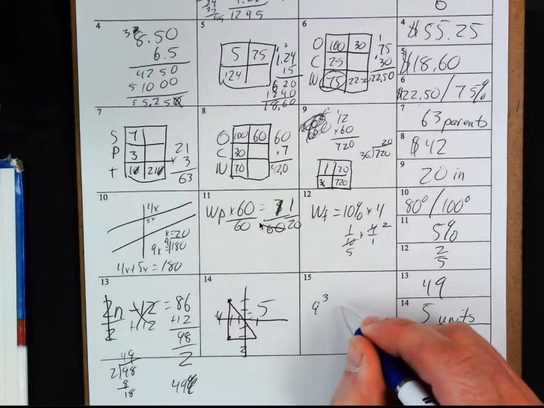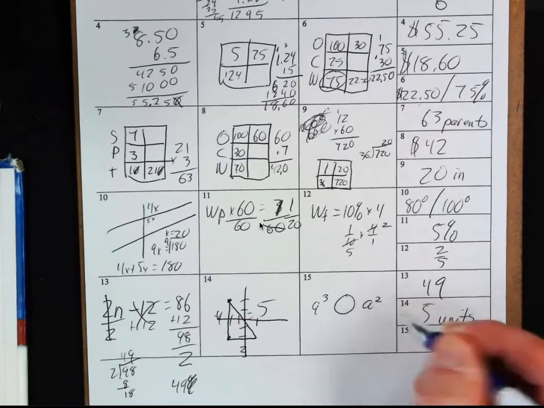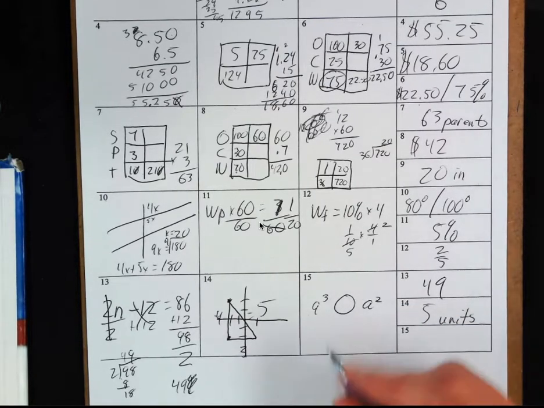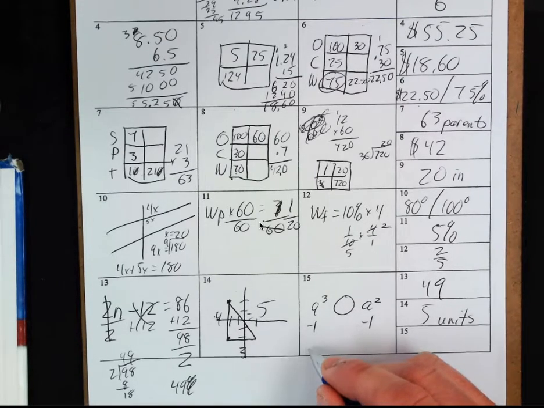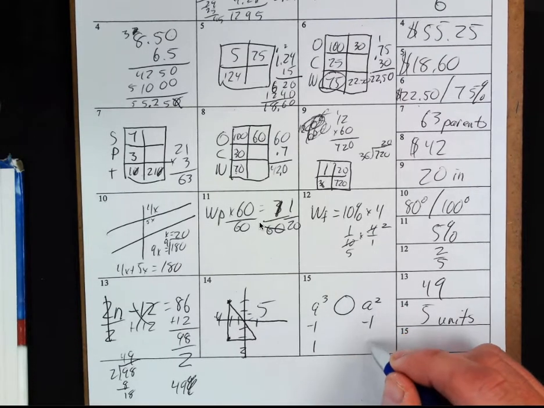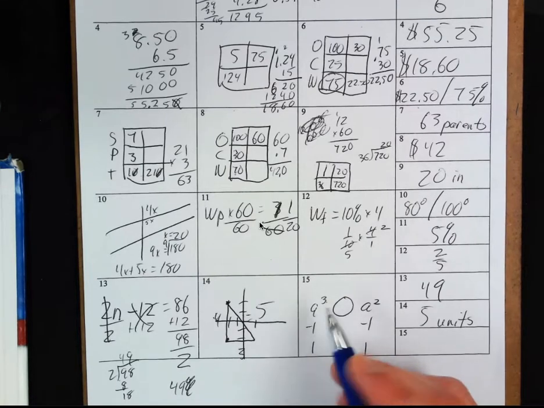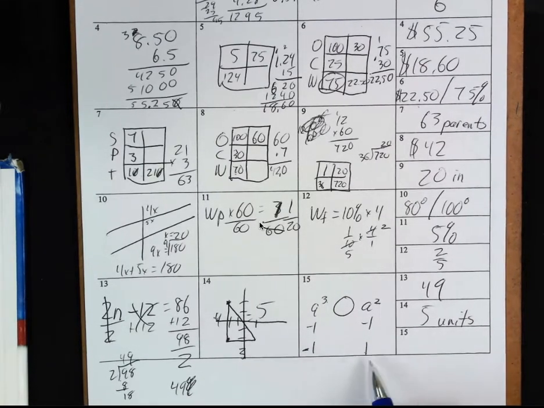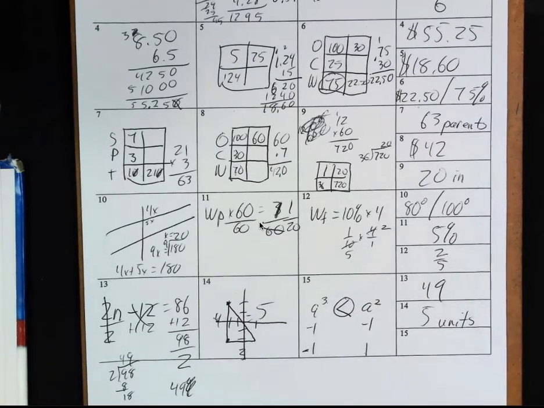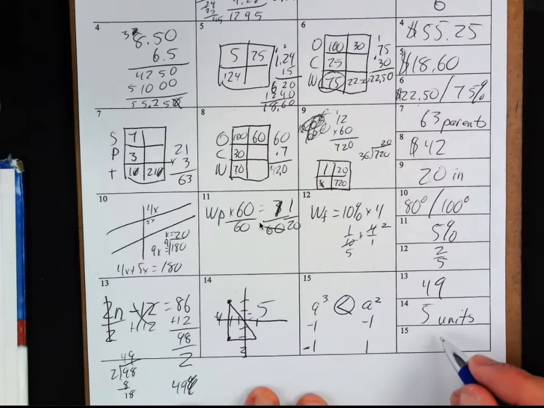And a is cubed, I'm comparing it to a squared, and they said a has to be negative. So guys, I stuck in -1. -1 times -1 times -1 is -1, and 1 times 1 is 1. If it's odd, it's negative. If it's even, it's positive. What's bigger? Positive is always bigger than negative, so negative is less than positive.